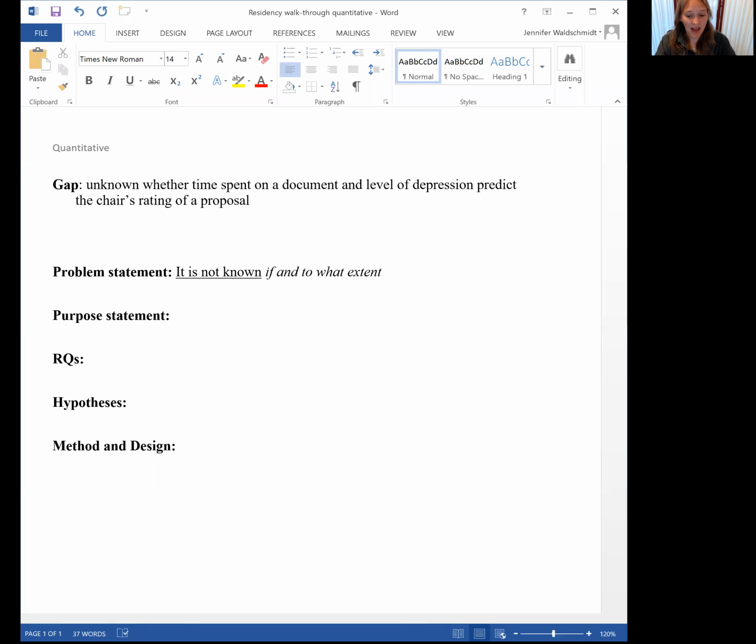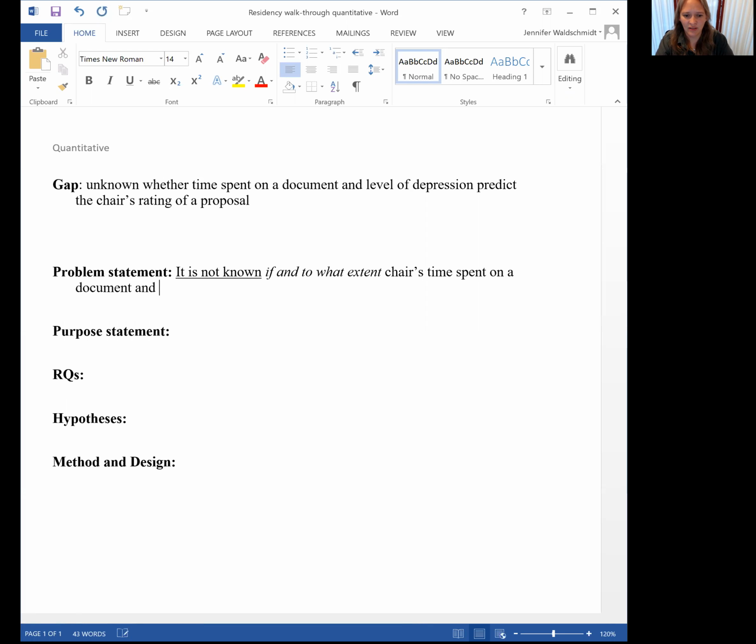We are going to take our gap above and fit it into the sentence. So: it is not known if and to what extent the chair's time spent on a document and current, we'll say, level of depression predict the chair's rating of the proposal. So all I'm doing is taking that gap, which needs to be very specific, studyable, doable, and feasible, and then I'm going to turn that gap into my problem statement.